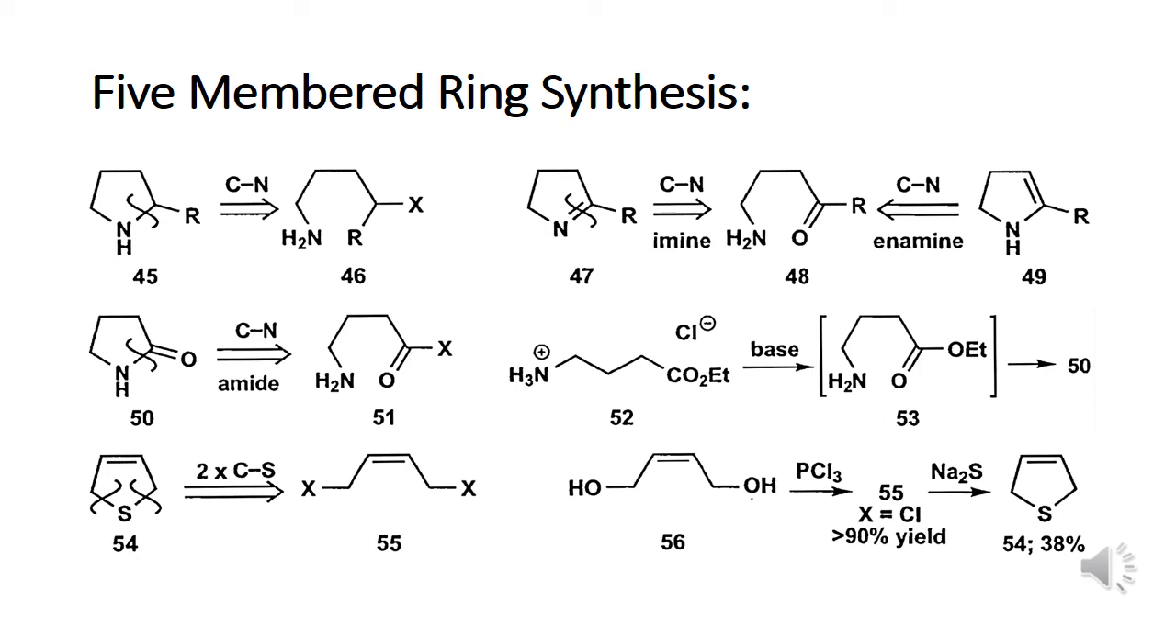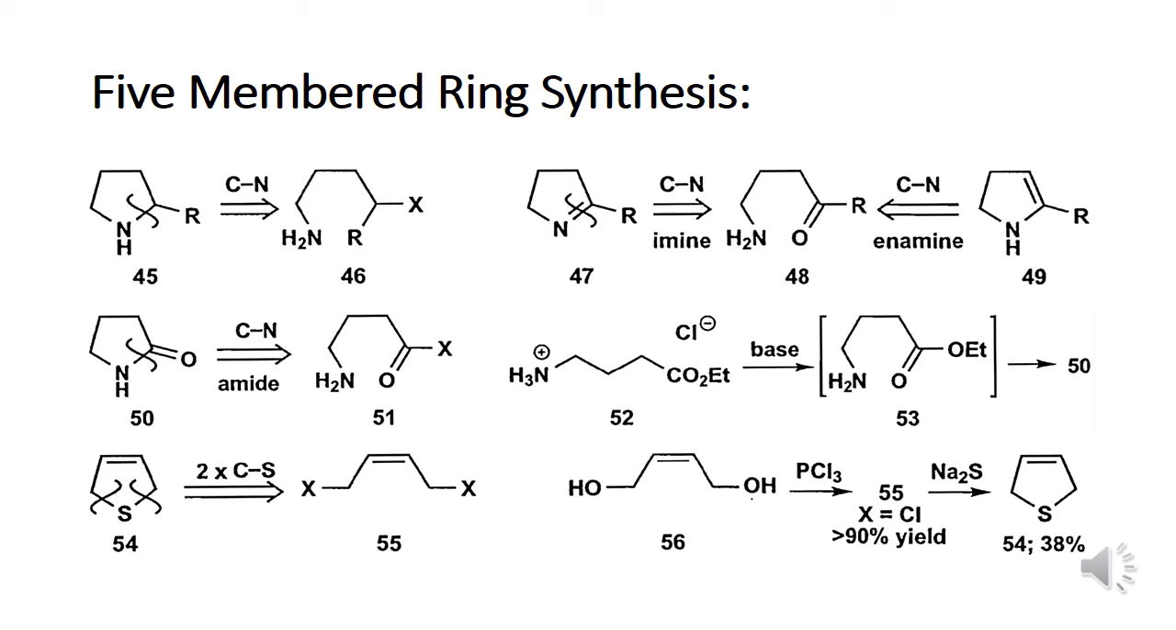And compounds such as amino esters, structure 53, are not stable as the free amine, but are usually isolated as salts such as the hydrochloride, structure 52 here. When treated with base, structure 52 gives the free amine, 53, which promptly cyclizes to the lactam, structure 50. So that way we can get the lactam.